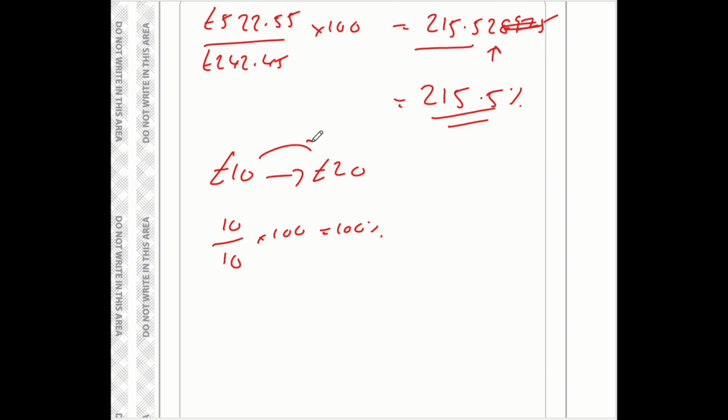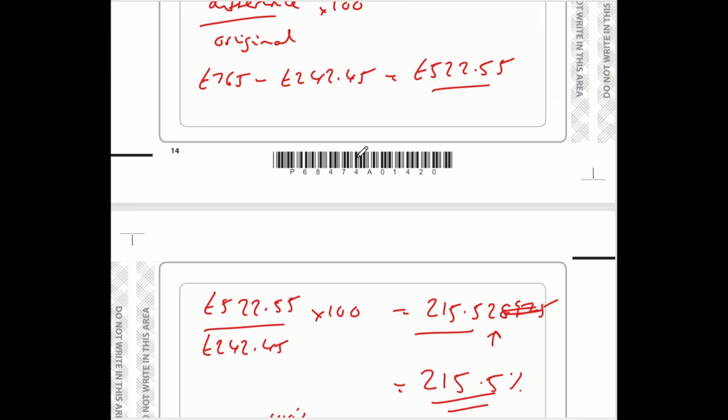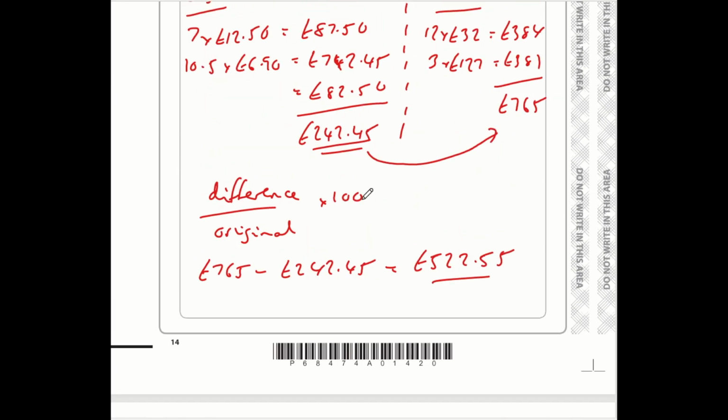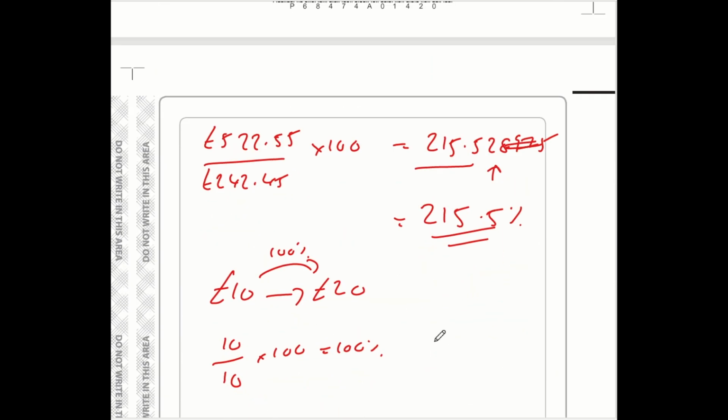So this is a 100% increase. When something doubles in value, that is a 100% increase. So just looking at the figures, it must have more than doubled, and it's certainly more than doubled because it's gone from 245 to 765. Just remember that a 100% increase means something has doubled in value, and if you're interested, a 200% increase means it has tripled in value.